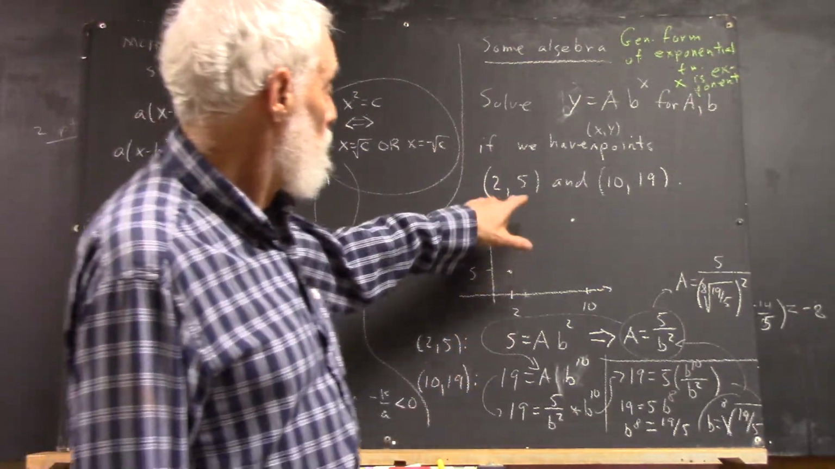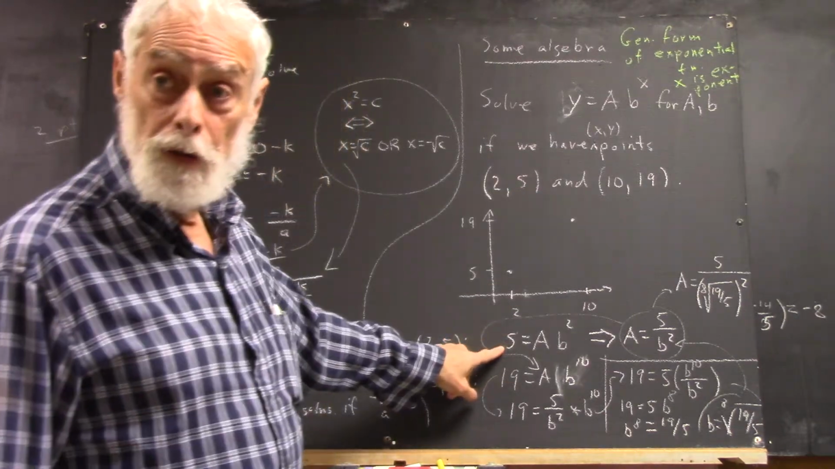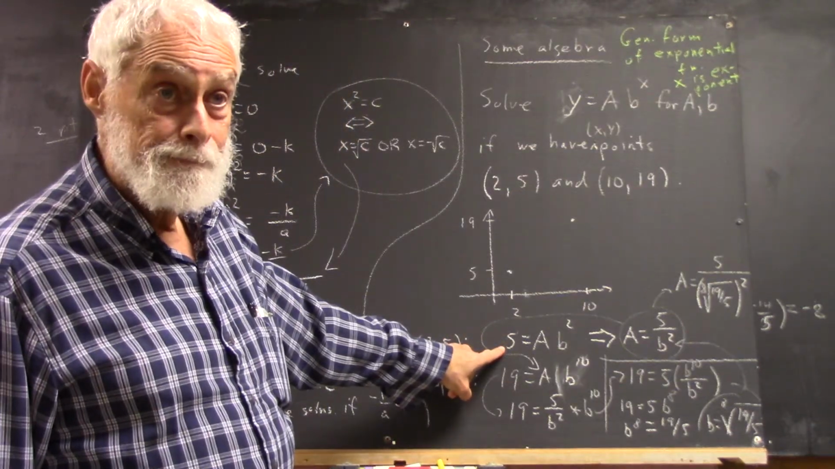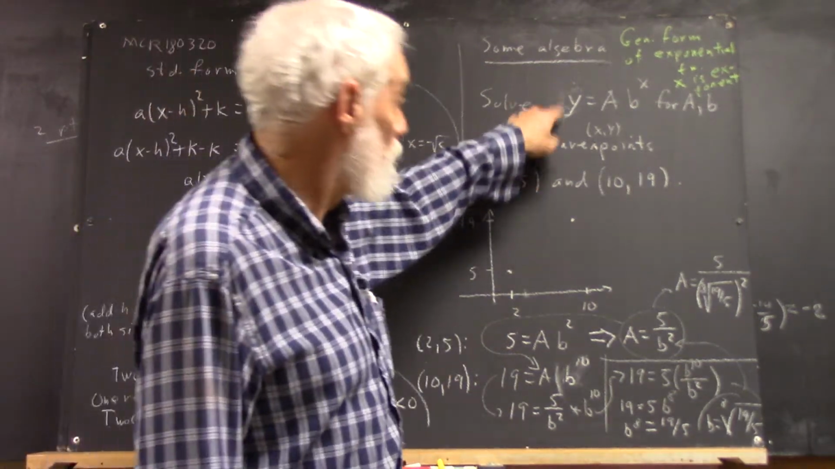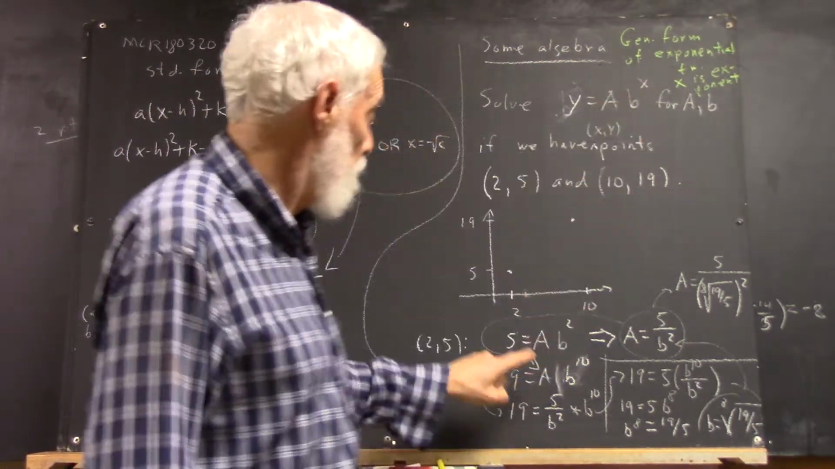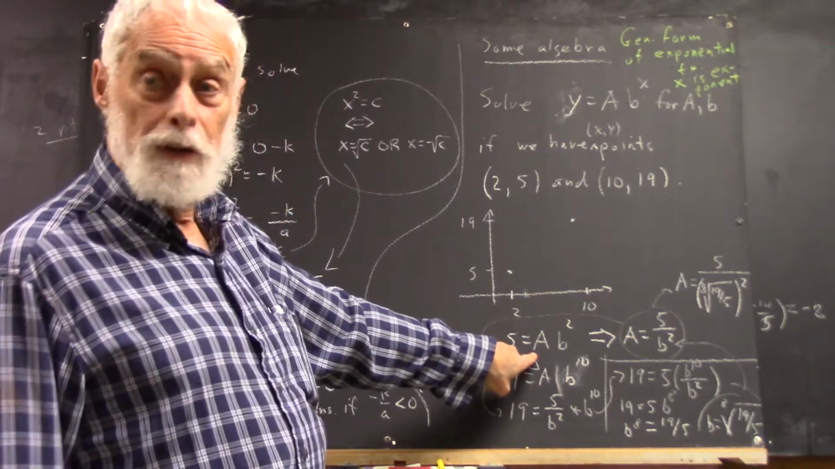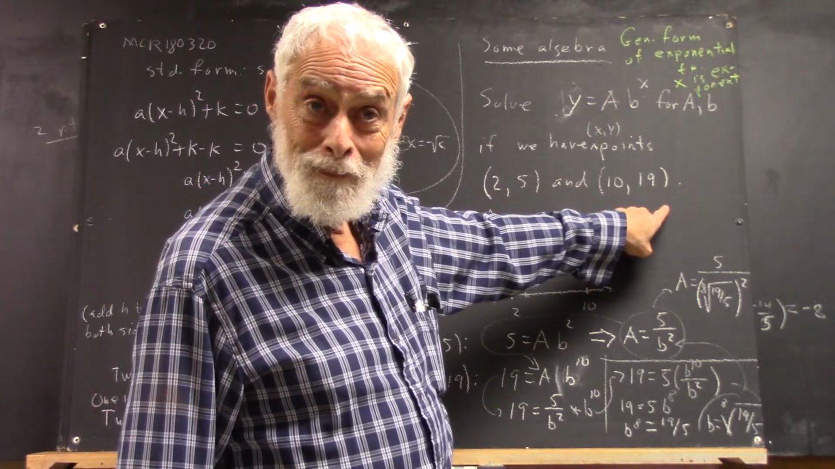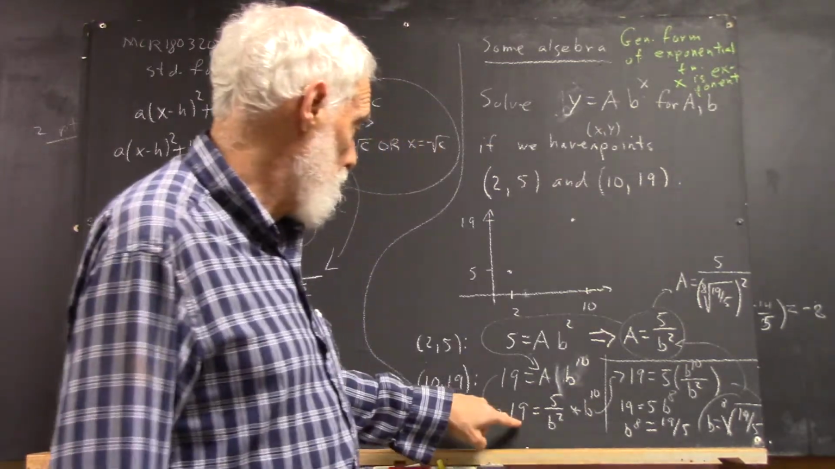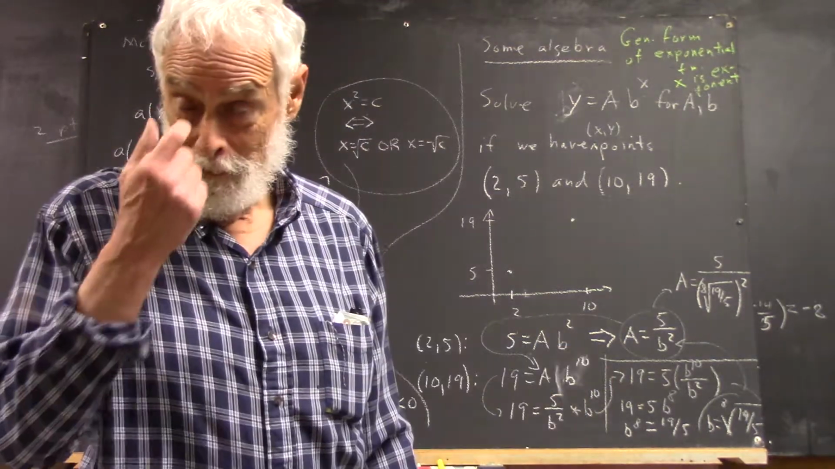One way or another, we're going to put this in for x and this for y, and we get this equation, don't we? If I plug in 5 for y and 2 for x, you're going to get 5 here and you're going to get 2 here, and that's what I've got here. And I'll bet you can tell me what happens if you plug in 10 for x and 19 for y. If I ask you to write that down, it would look just like this: 19 equals a times b to the 10th.